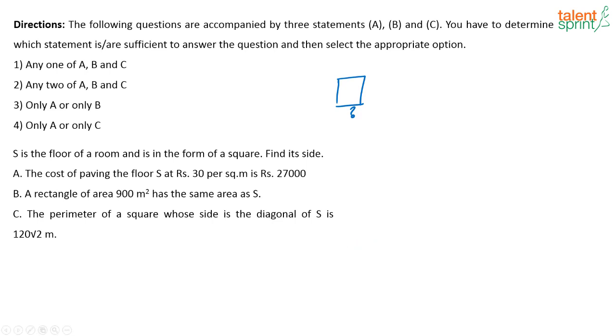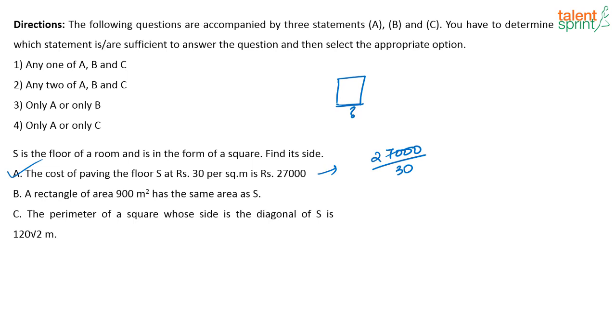The first option, what does statement A say? It says that the cost of paving the floor S at rupees 30 per square meter is 27,000. So, total cost is 27,000 and per square meter rate is 30. So, from here you can find out the total area, correct? If you divide these two, you will get the area of the floor. Once you get the area of the floor, you can obviously find out what is one side, correct? So, using statement A alone, you are able to get the answer.